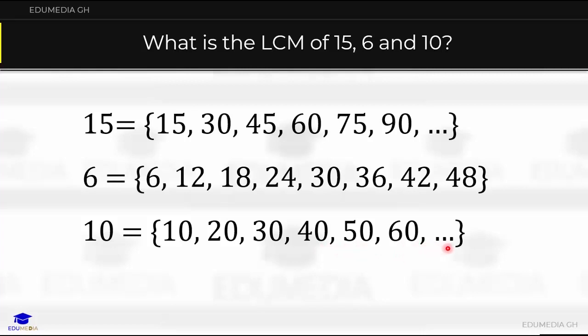Now from these, we have to look for the number that is common in each of them. So 15 is here, it's not here, and it's not here. 30 is here, it's here, and then also here. So that is the least number that is common among all these three numbers. So that is the least common multiple of 15, 6, and 10. Therefore the LCM of 15, 6, and 10 is 30.